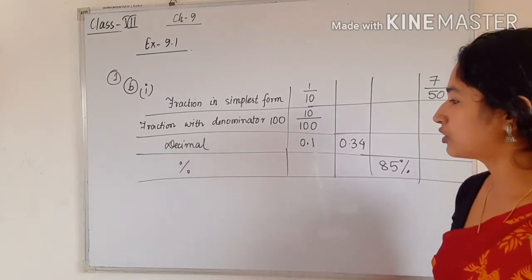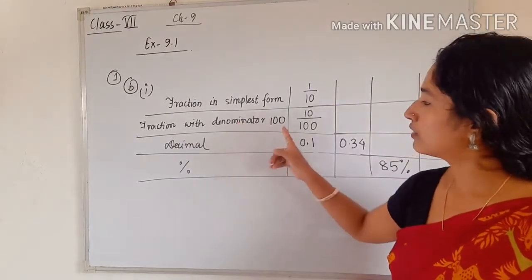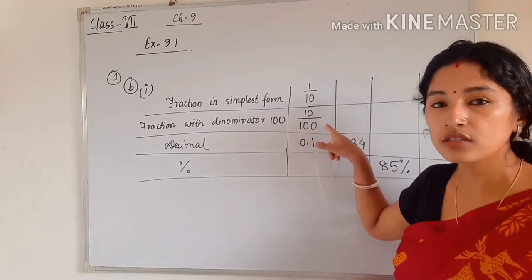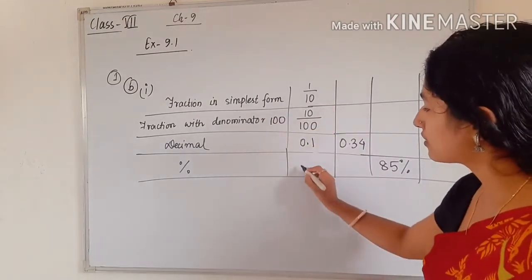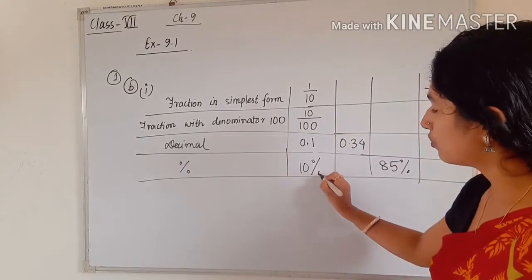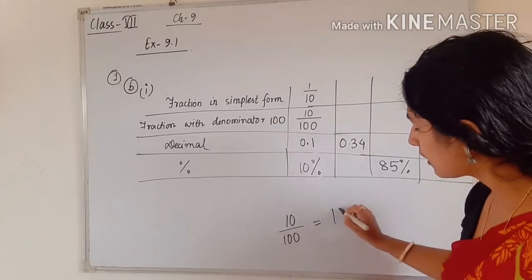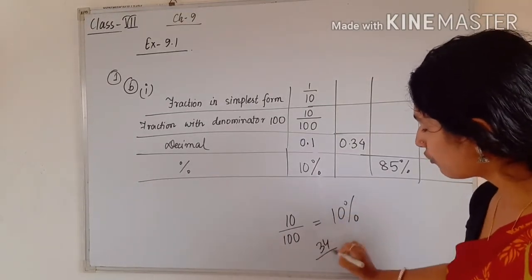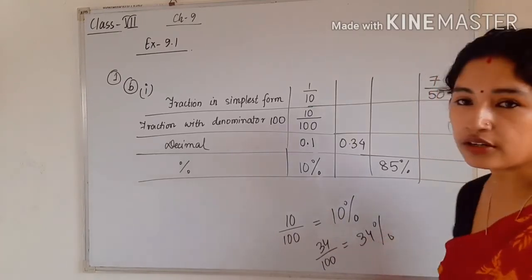And in percentage, for writing in percentage, just see where the denominator is 100. See, in this case the denominator is 100. So use this data because the denominator is already 100. Okay, so that means the answer will be what? 10%. You know that if the denominator is 100, then we can easily write in percentage. So this will be 10%. So if it is written 34 by 100, you can easily write in percentage. That will be 34%. Okay.